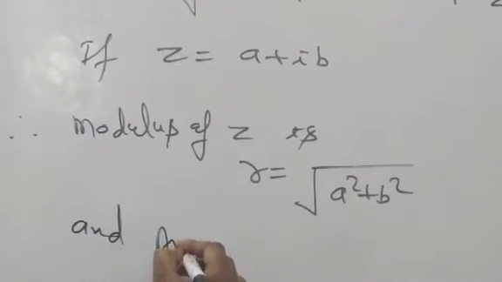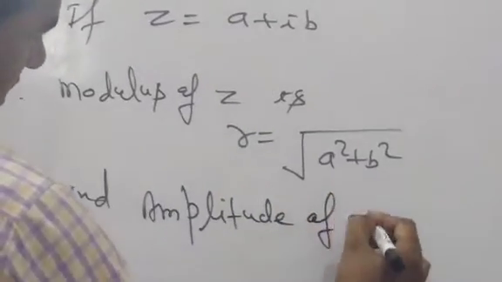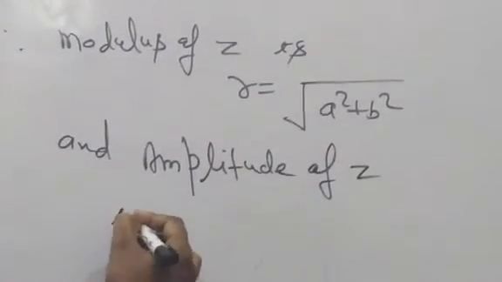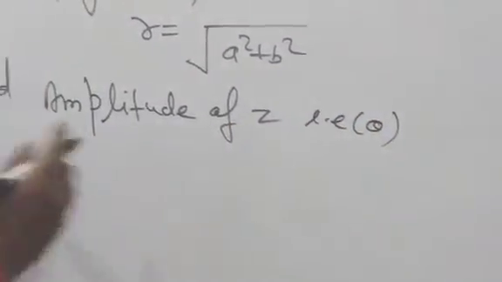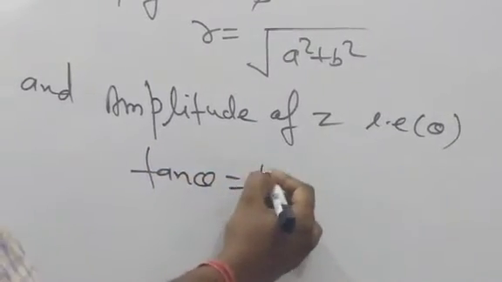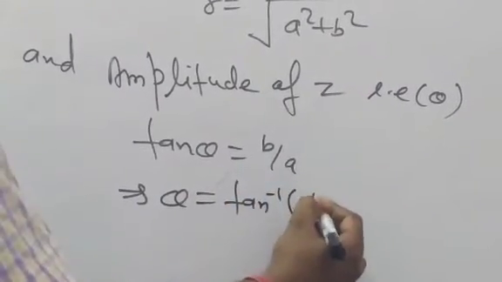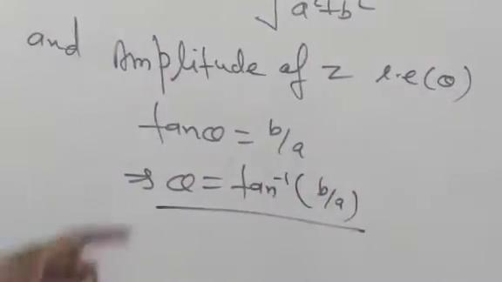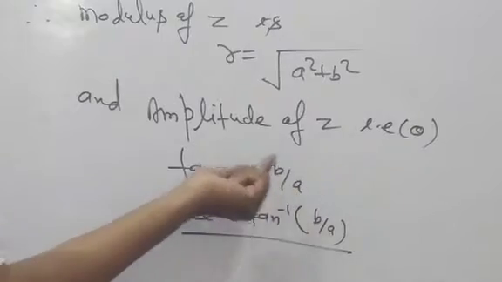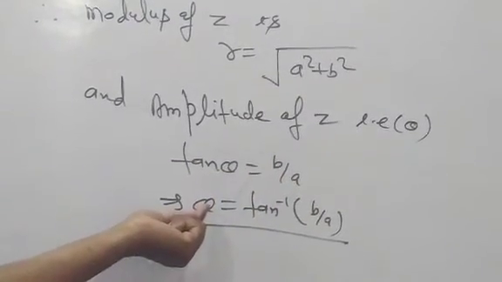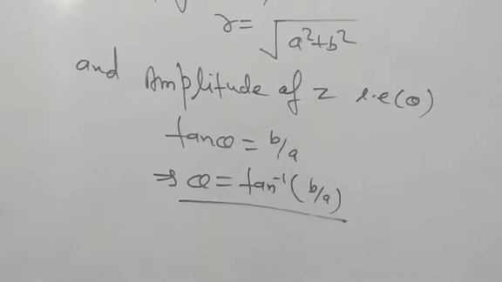And the amplitude of z, that is theta: tan theta is equal to b by a, so theta is equal to tan inverse b by a. We only divide the imaginary part by the real part, that is b by a. Theta is equal to tan inverse b by a, where theta is the amplitude. Understood? Now I am giving an example.